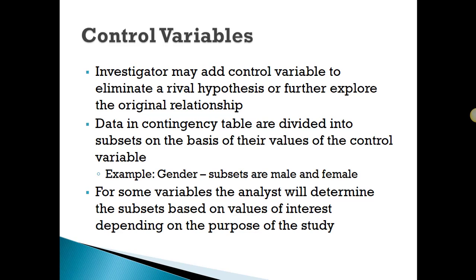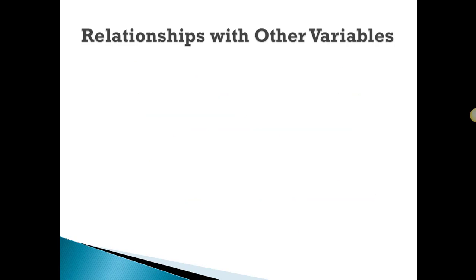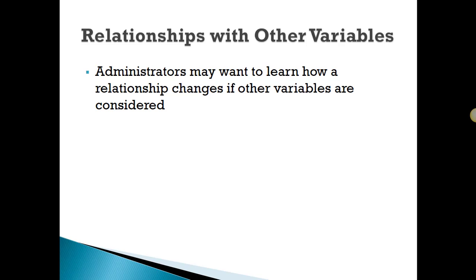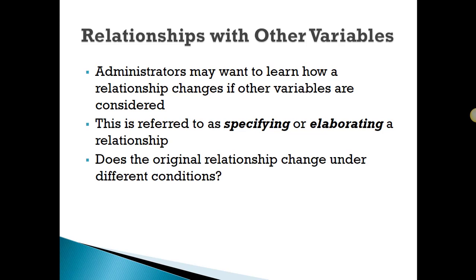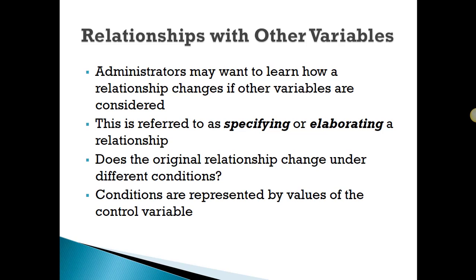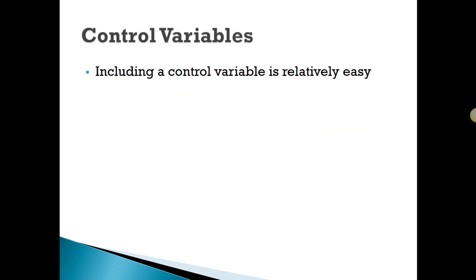For some variables, the analyst will determine the subsets based on the values of interest depending on the purpose of the study. Administrators may want to learn how a relationship changes if other variables are considered. This is referred to as specifying or elaborating a relationship. Does the original relationship change under different conditions? And those conditions are represented by the values of the control variable.